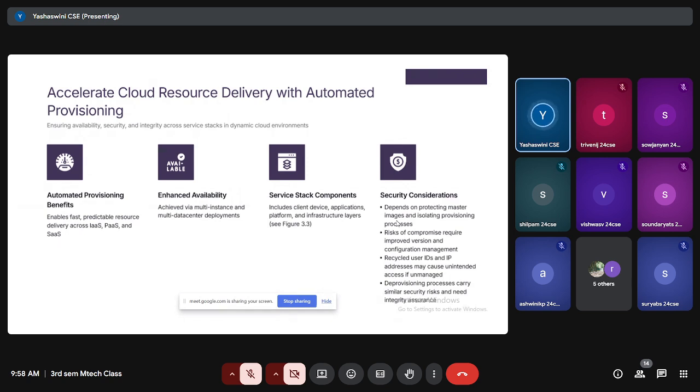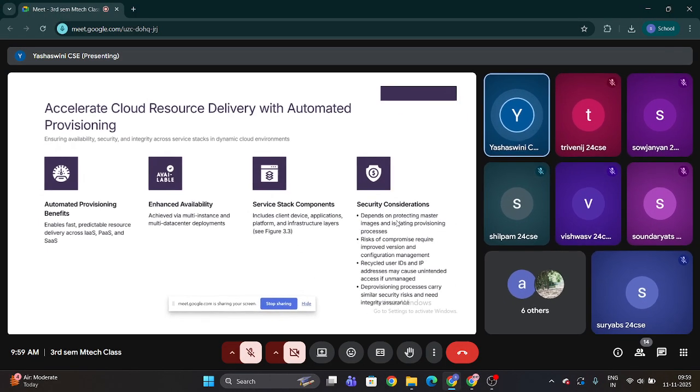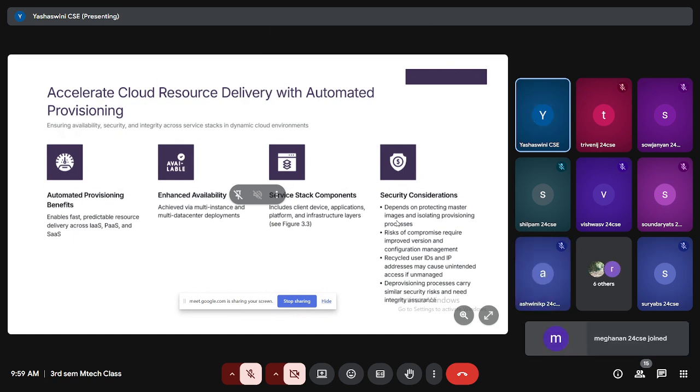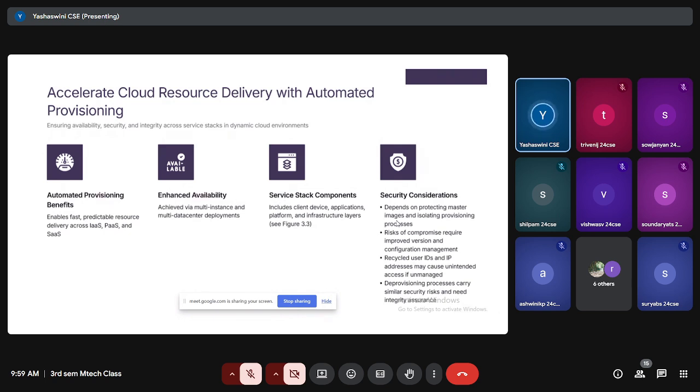So it will be easier for you to ensure that your virtual machine is available throughout your executions of a particular protocol or services. Then coming to the stack components, it includes three important layers. First is your client layer or a client device. Then upon that you have the infrastructure layer, and at the end you have the applications or platform. So based upon that, what usually happens is your client will choose a particular application or a platform on which you want to deploy your files.